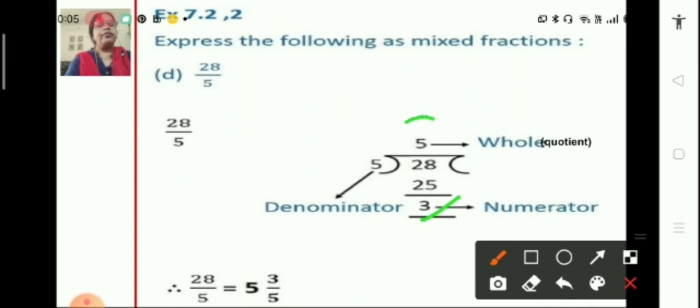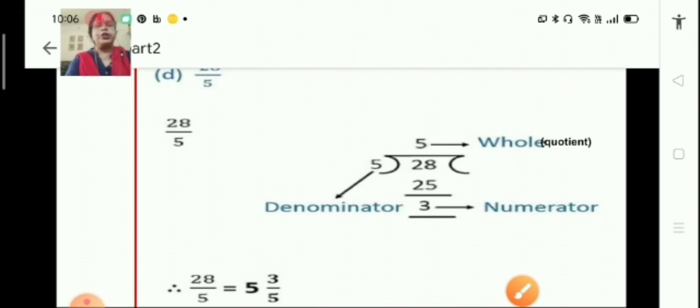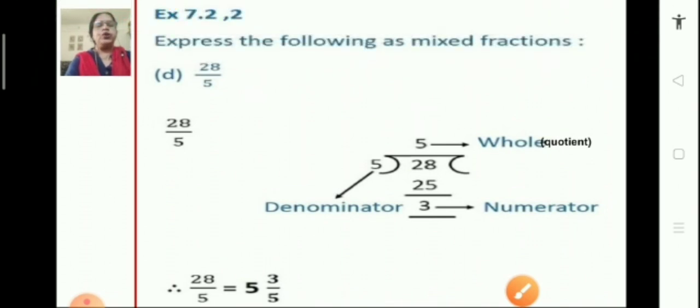So 5 is the quotient, which becomes the whole part of the mixed fraction. The remainder 3 becomes the numerator, and the divisor 5 becomes the denominator. So the mixed fraction for the improper fraction 28 upon 5 is equal to 5 3 upon 5.